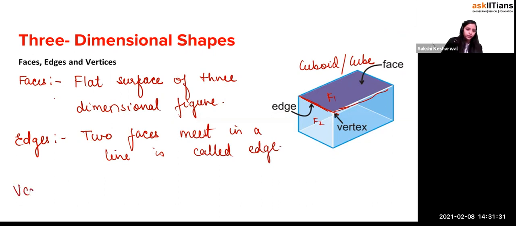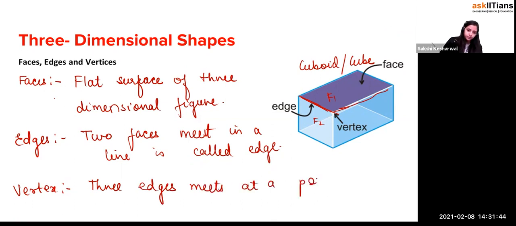And then we have a vertex, where we say three edges meet at a point, is called a vertex, right?